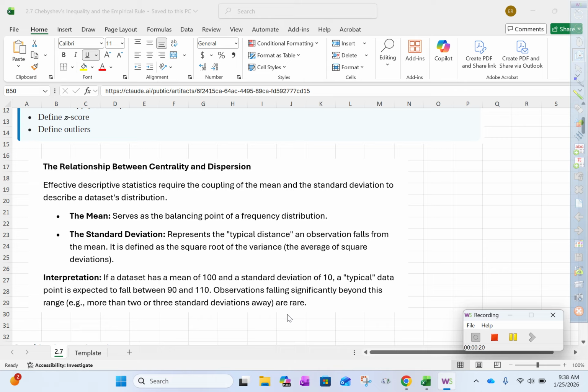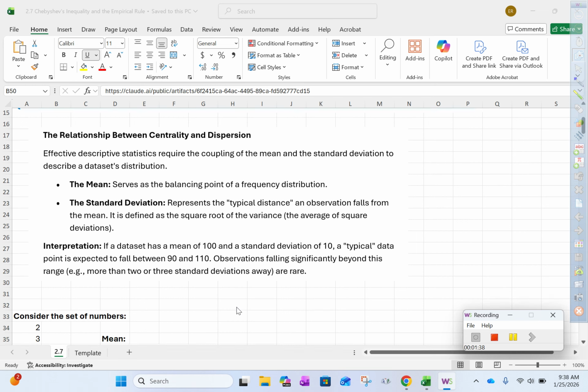And when we see observations or data points falling beyond this range, it's not going to be very likely. So those more than 2 or 3 standard deviations are going to be unusual or even considered outliers. And we'll get to the specifics of those values as we go through today.